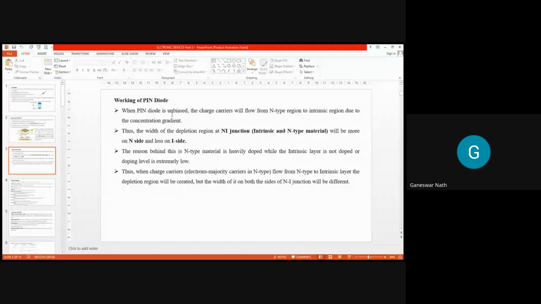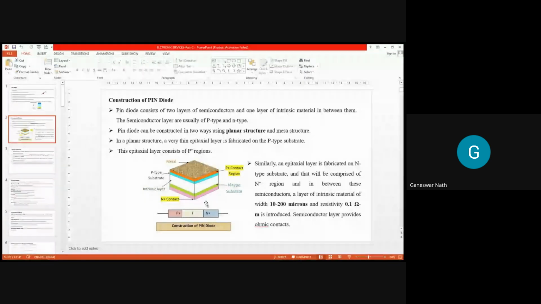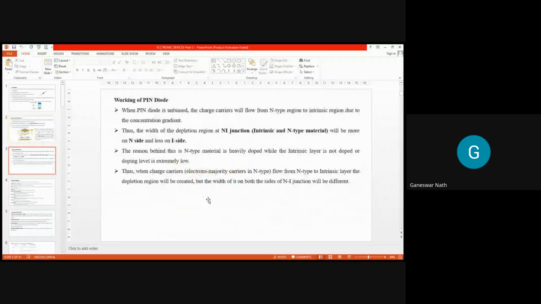When the PIN diode is unbiased, that means there is no biasing given. The charge carriers will flow from the N type region to the intrinsic region due to the concentration gradient. When there is no biasing given, the charge carriers simply move from the P plus region to the intrinsic region actually. Okay. So then what happened actually? The width of the depletion region at the NI junction, intrinsic or N-type material, will be more on the N side and less on the I side.